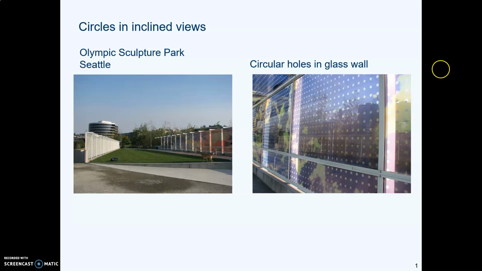We'll continue thinking about auxiliary views, and we'll think about what circles look like in auxiliary views when you've got an inclined surface. I'm showing you a picture of an overpass at the Olympic Sculpture Park up in Seattle. The reason I'm showing you this is because this long wall here is an art installation, and it's got shaded stuff with circular holes cut in it. So if you look straight on at this wall, those are circles.